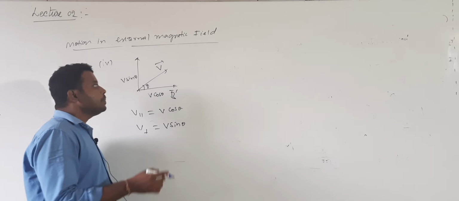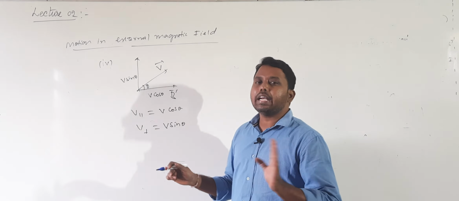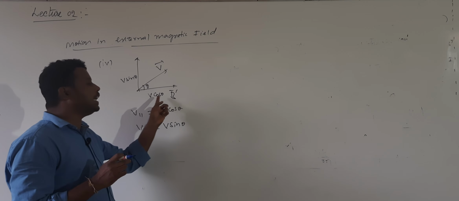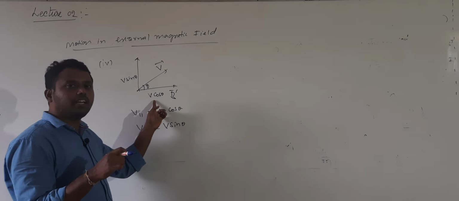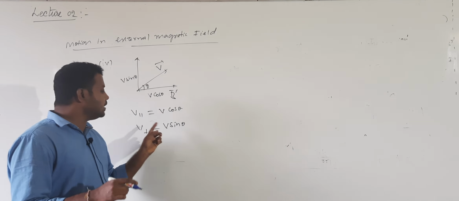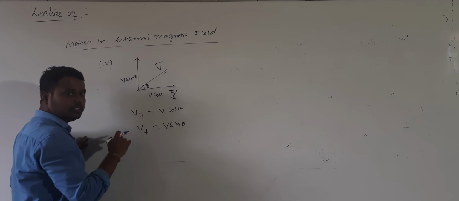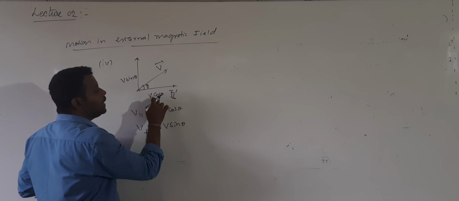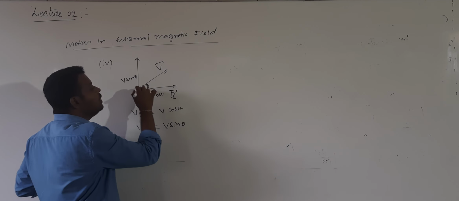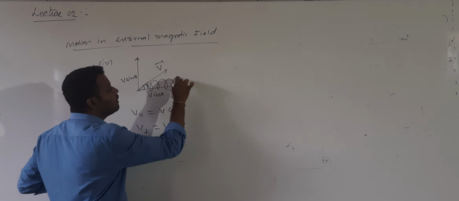Magnetic force will not act on v cos theta, because both are parallel. Whenever v cos theta and B are parallel, the force acting on the v cos theta component is 0, so v cos theta will not change. Like a projectile, the horizontal component of velocity remains constant. But the v sin theta value changes. The v sin theta component is perpendicular to the field, so it will make the particle move in a circular path.